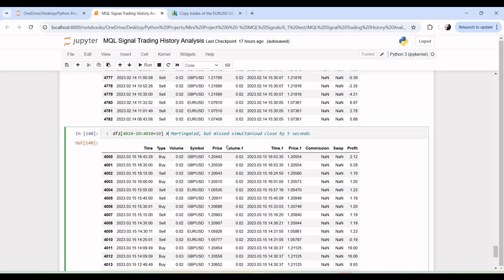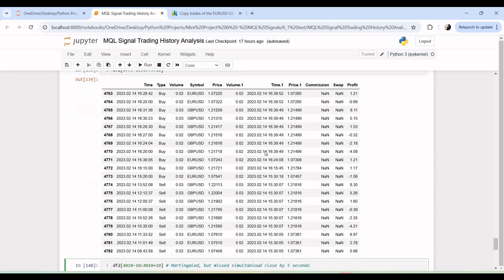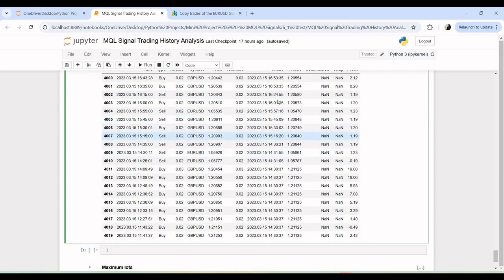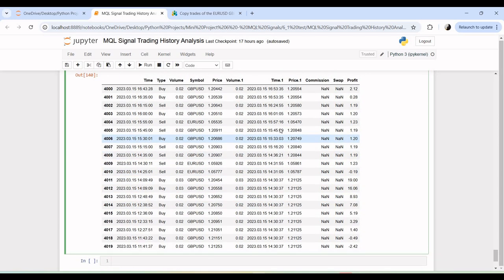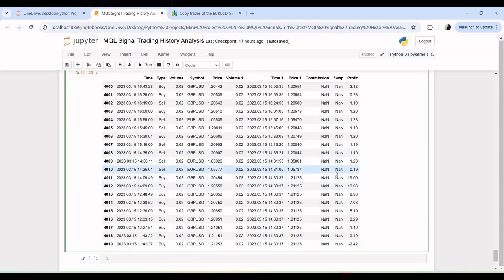And the other one, closing time 15:30:18. Was that 15:30:18? Or was it this one? 14:30:05. Yes, that's this deal. 19-cent loss. EUR/USD sell.